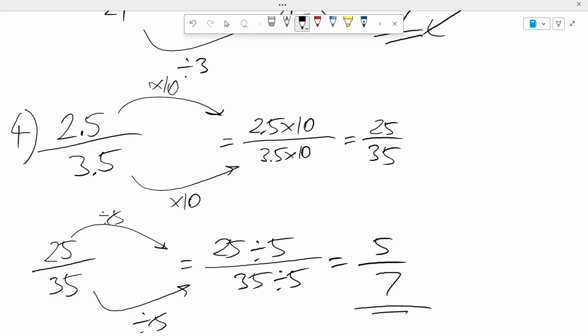And that's as simple as simplifying fractions is. It doesn't get any harder than that. That's all you have to do.